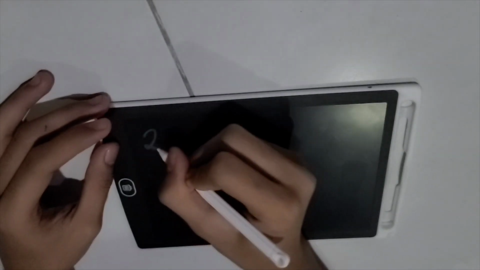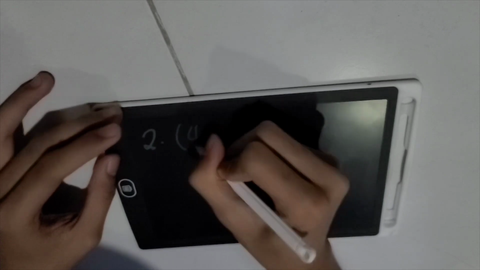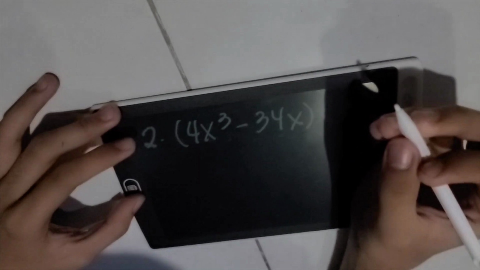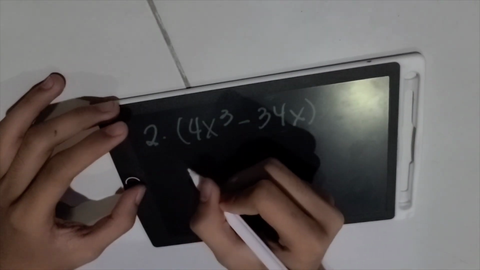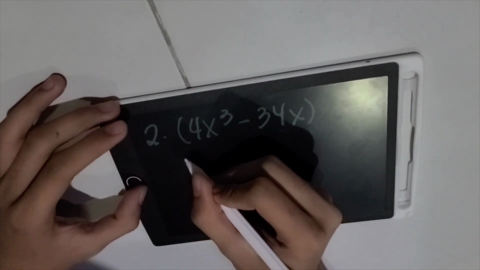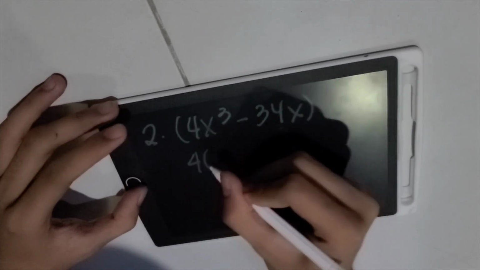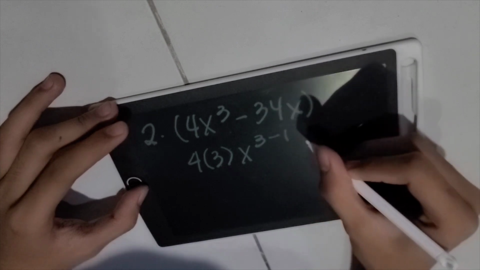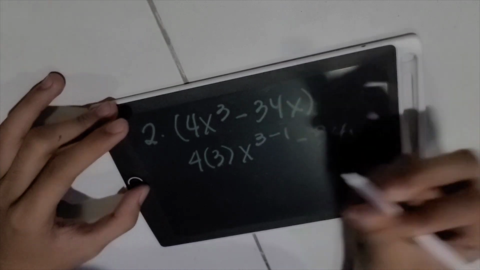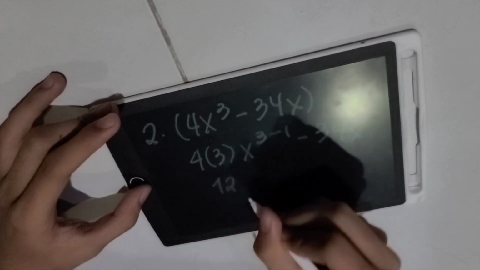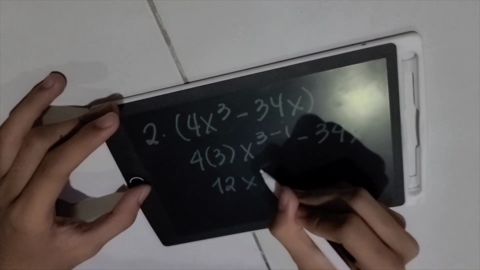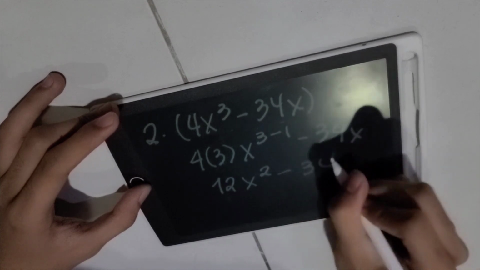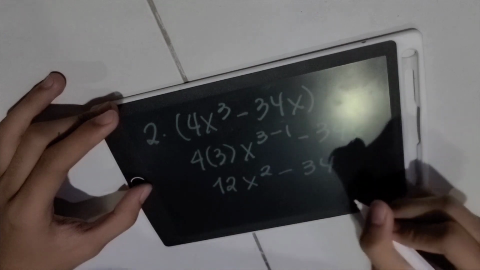Next is 4x cubed minus 34x. So, same process goes on. Kunin natin ang derivative. So, ang derivative natin, 4 times 3 x, 3 by the use of power rule, minus 1, 34x. So, 4 times 3 is 12x. 3 minus 1 is 2. So, derivative of 34x is 34 only. Then, it will be our final answer.